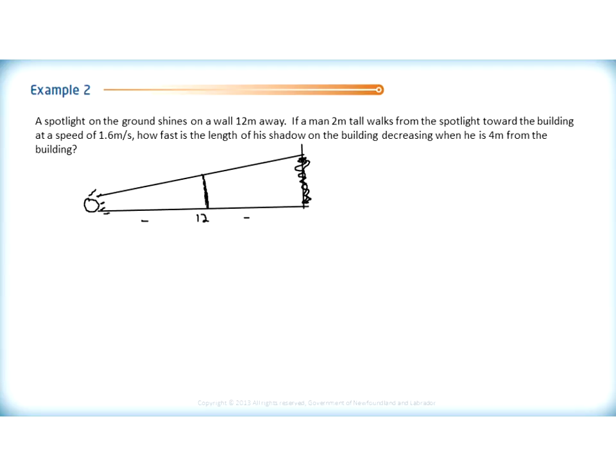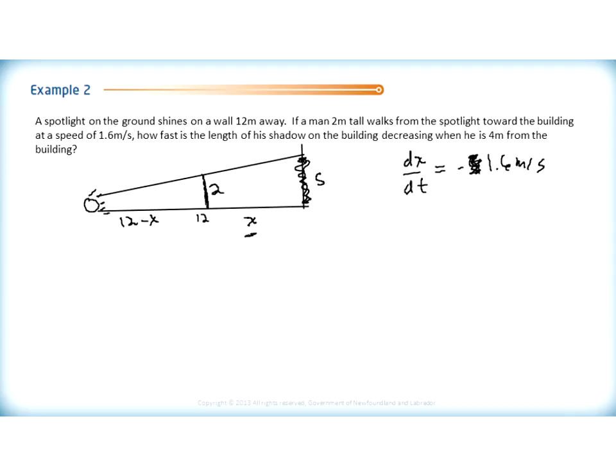I'm going to say that this side is x, and that dx over dt is going to be negative 1.6 meters per second, excuse me. Okay, and we want to know how fast is the length of his shadow on the building decreasing. So if we call this S for shadow, how fast is S shrinking? So the man is 2 meters tall. This is going to be X, and that makes this side over here the full length, which was 12, subtract the X that we had.